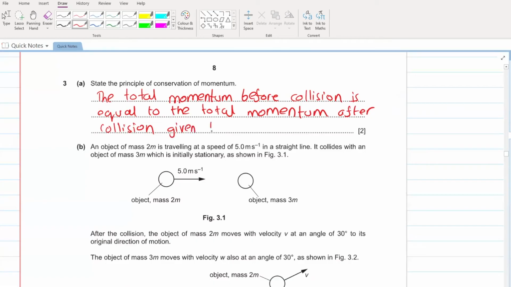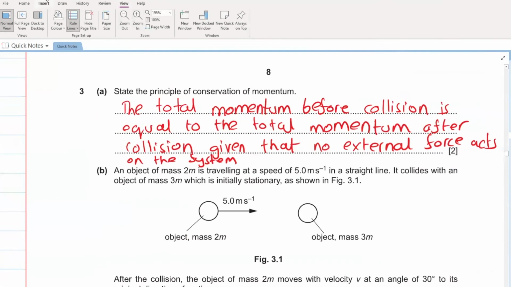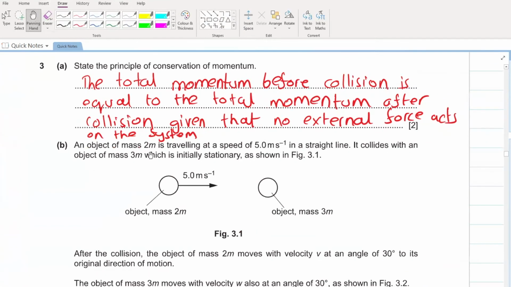given that no external force acts on the system. Perfect. Chalo, let's further move ahead. आगे बढ़ते हैं.